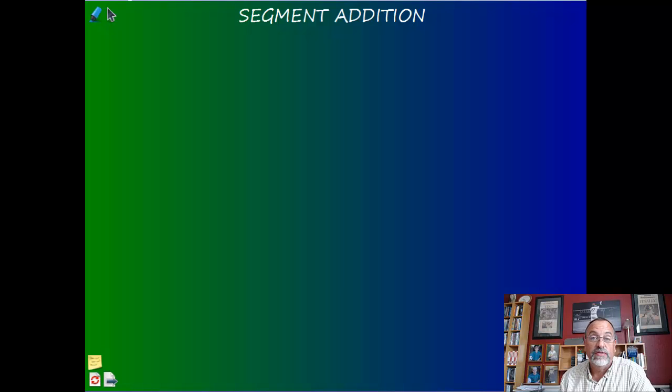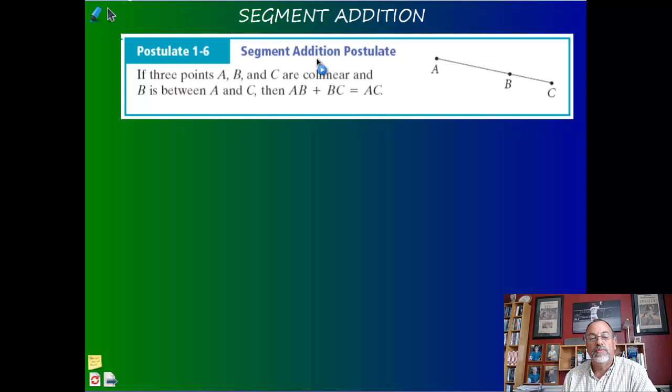This is Chapter 1, Lesson 5, Video C, I believe, looking at the segment addition postulate. Okay, the segment addition postulate says this: if three points, A, B, and C, are collinear, and B is in between A and C, then we know that AB plus BC is equal to AC.